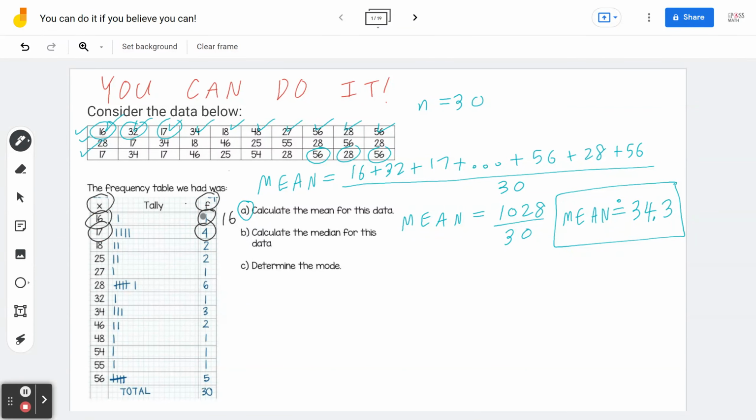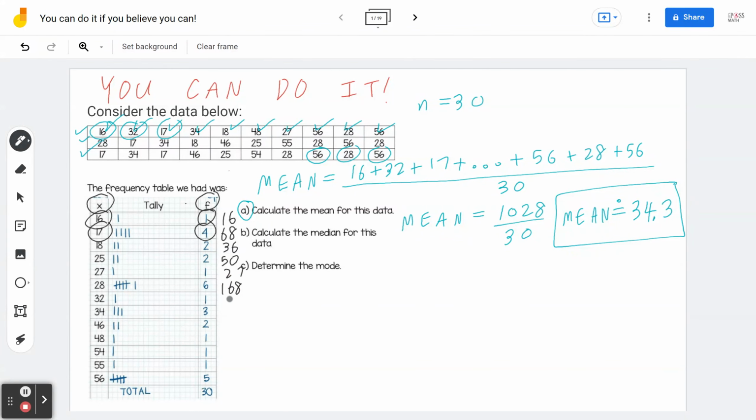17 times 4, that's going to give you 68. And if you continue this, 18 times 2, that's going to be 36, and so on. So 2 times 25 is 50. 1 times 27 is 27. 6 times 28, that's going to give you 168.